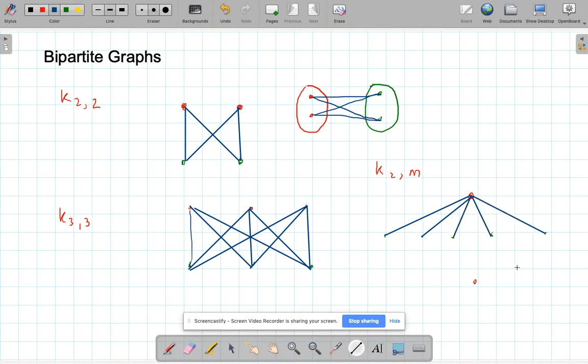So this K2,5, or if it was K2,6 or whatever, each one of these joining together makes a lot more visible sense to be able to see a bipartite graph like that. Bipartite graphs are going to come up a lot in graph theory.